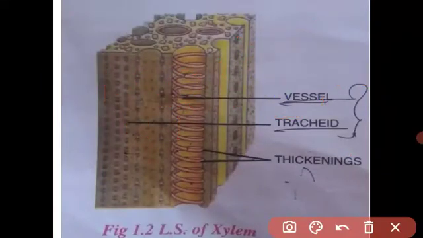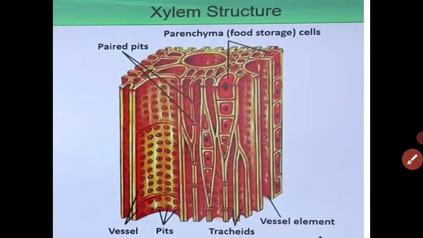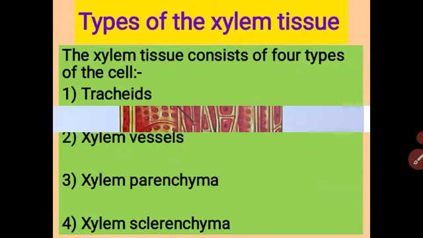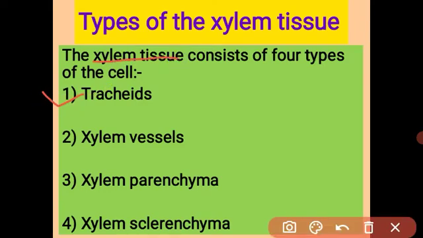I will explain each and every type, and I will show you the diagram and the function. See, this is another diagram of the xylem tissue. There are four types of cells in xylem. First is the tracheids. The xylem tissue consists of four types of cells, so it is called a complex tissue: tracheids, xylem vessels, xylem parenchyma and xylem sclerenchyma.